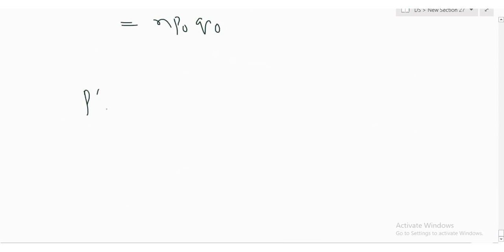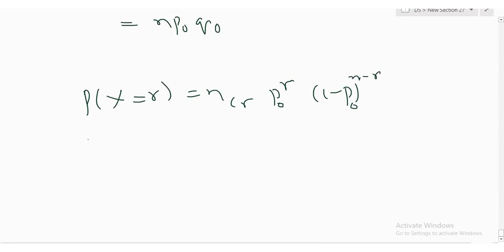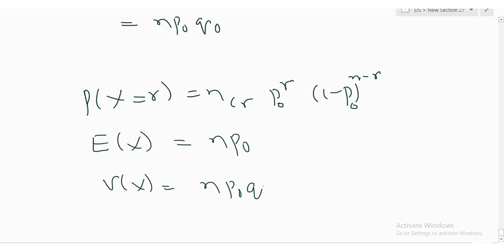Therefore, what is the P of X equal to R? NCR P to the power of R times 1 minus P to the power of N minus R. Strictly speaking, it's P naught, right? When I am writing theoretically, I need to write P naught. Why should I write P? You guys are understanding? E of X equals how much? N P naught. V of X equals how much? N P naught Q naught.